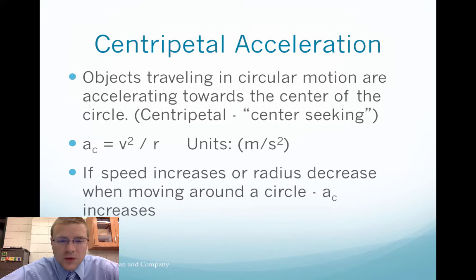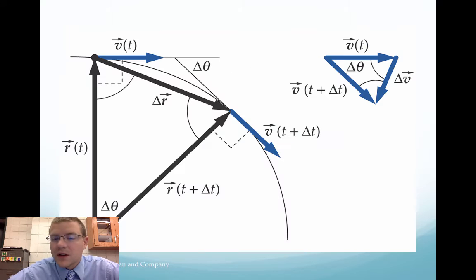If you want to go with units, we'll show you some unit analysis to show it's still meters per second squared. But in this case, if you change your speed or you decrease your radius, the centripetal acceleration of the object will increase. So that means if you go faster, like if you go twice as fast, the centripetal acceleration will be about 4 times greater. But if you cut the radius in half, that also doubles the centripetal acceleration. Play some ratios there and show you how that works.